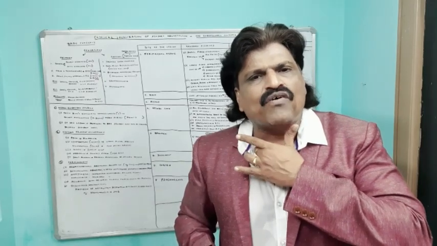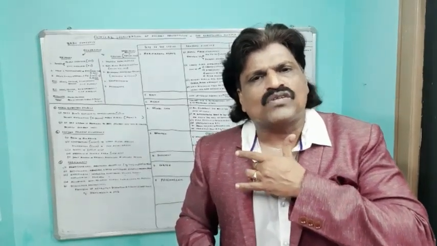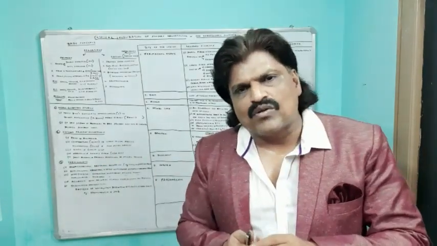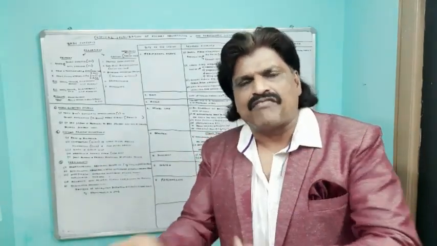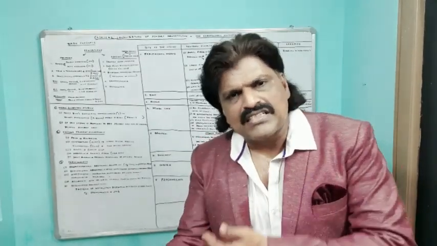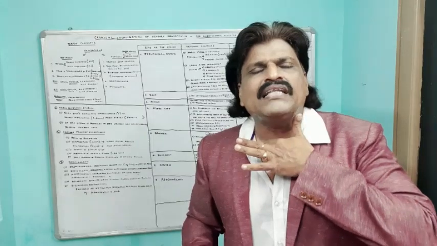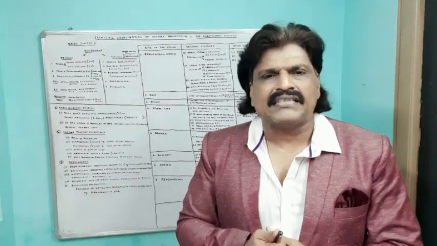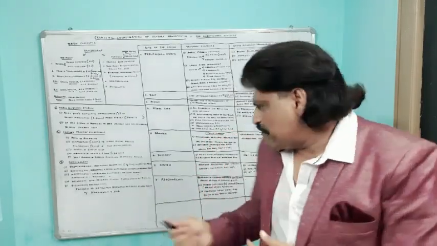So if C4 is affected and below the clavicle T2 is also affected, then all the intervening roots between C4 and T2 should also get affected, and they should have sensory loss over the upper limb. But if there is no sensory loss over the upper limb, only sensory loss above the clavicle and below the clavicle, that means again it is a psychological manifestation.